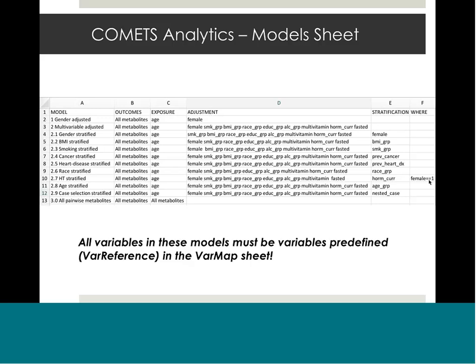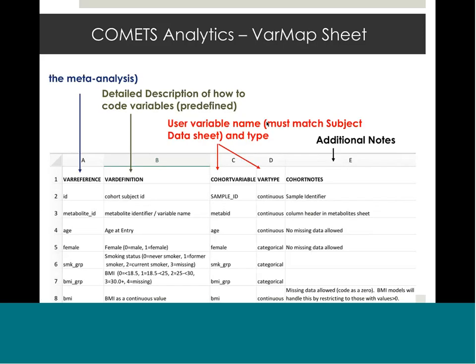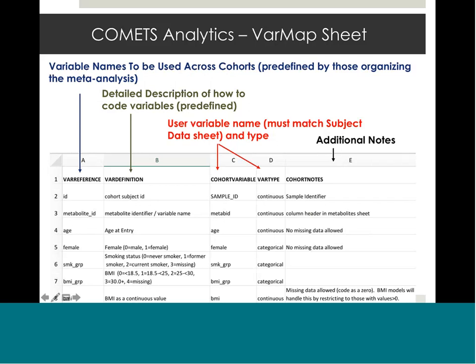Note that all the variables that are in these models are the variables from the var reference in the var map sheet. So let me go back. They are the names here. So they're consistent. So this model sheet, once it's set, can be used across many different cohorts. And then the cohorts, all they need to do is map their own IDs to this var reference ID.